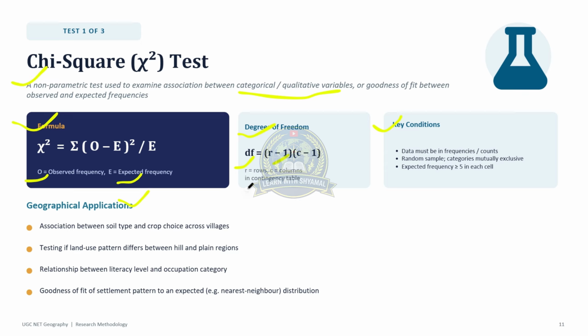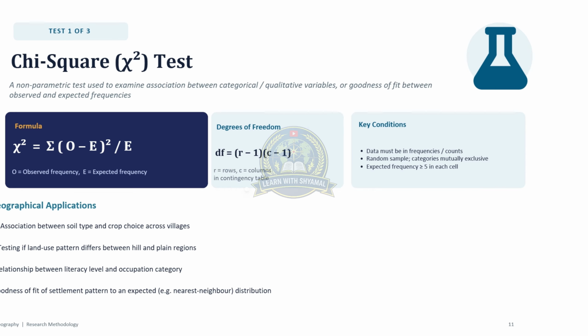Association between soil type and crop size across villages. Testing if land use pattern differs between hill and plain regions. Relationship between literacy level and occupation category. Goodness of fit of settlement pattern to an expected distribution, for example, nearest neighbor distribution.